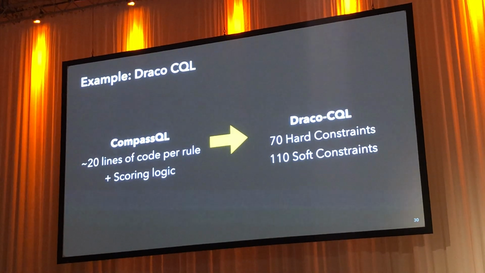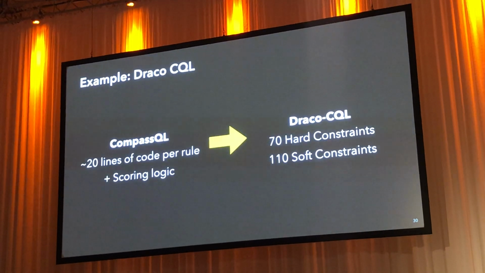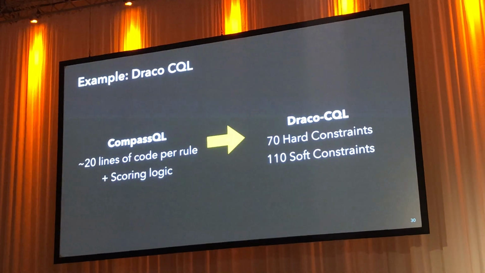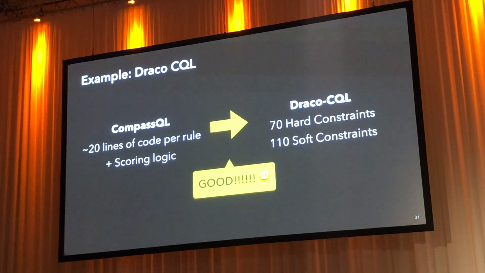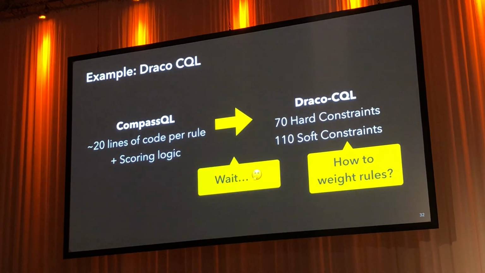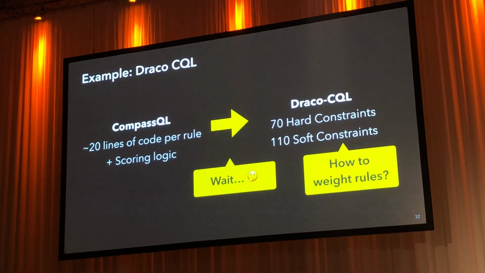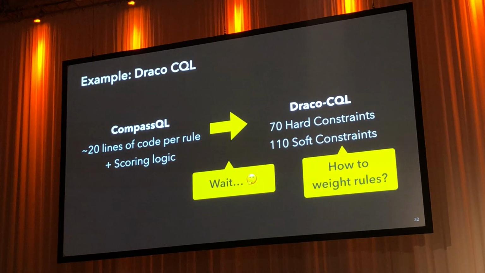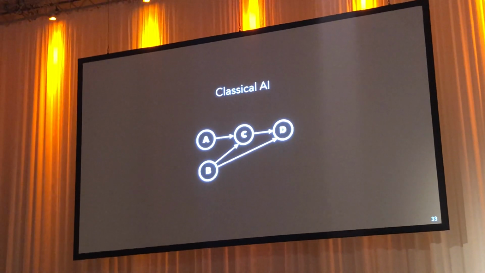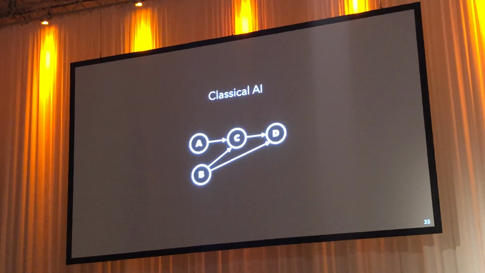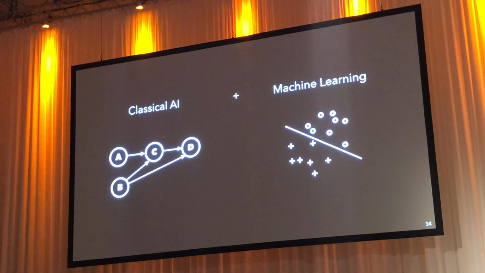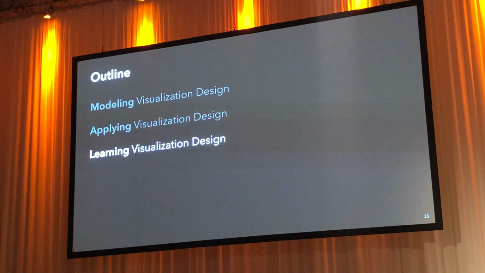Also, in CompSQL, we had to have additional scoring logic, which we could outsource to the solver in our logic implementation. So this is awesome, but you might say, well, what about all these weights for the soft constraints? Where did those come from? And the way we approach this is that we, in addition to this kind of classical AI approach of designing and modeling knowledge, use machine learning to get the weights. So how does this work?